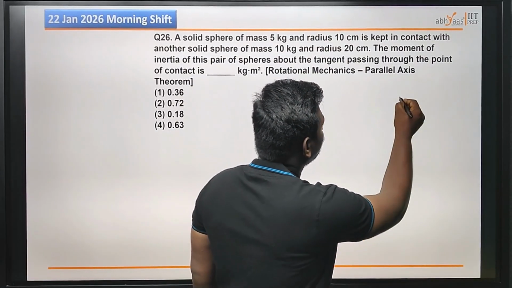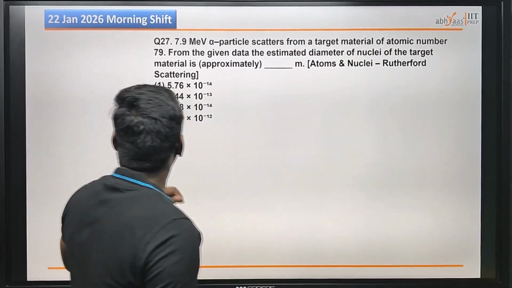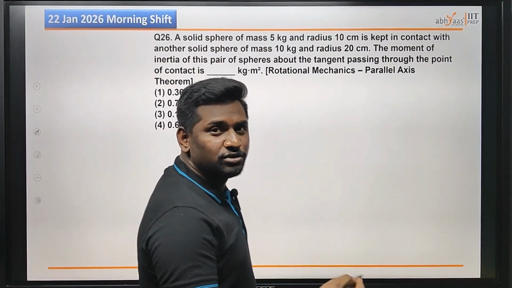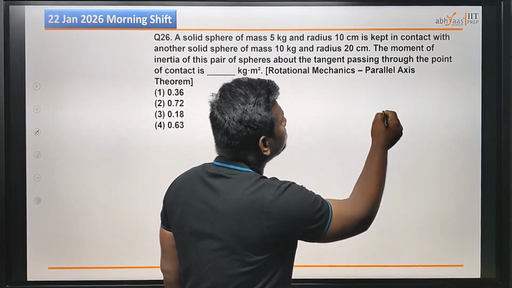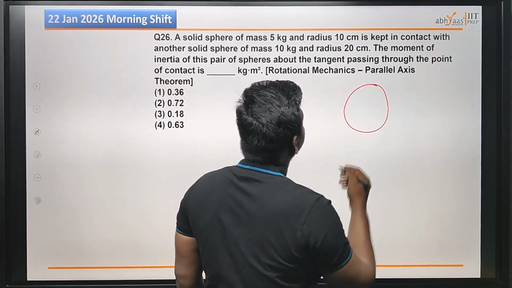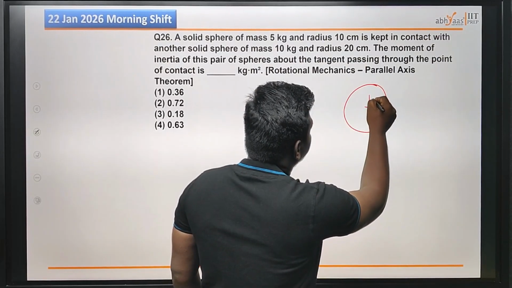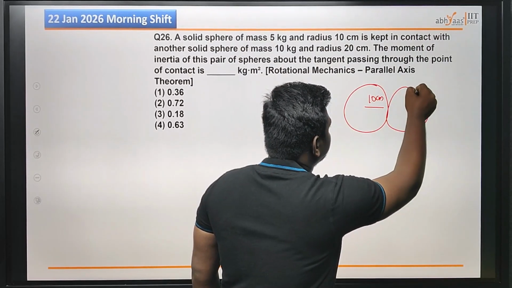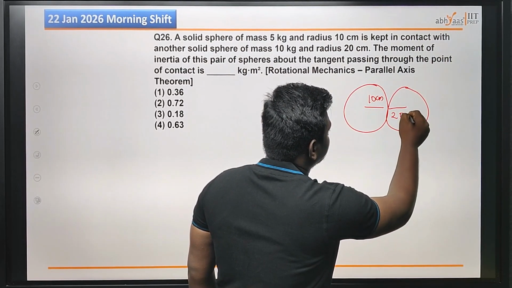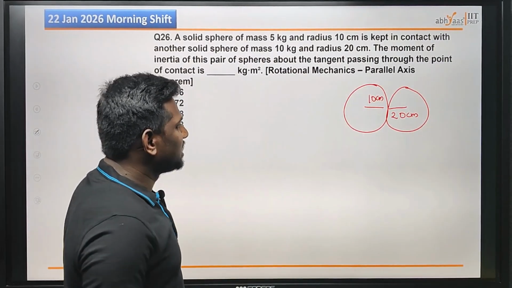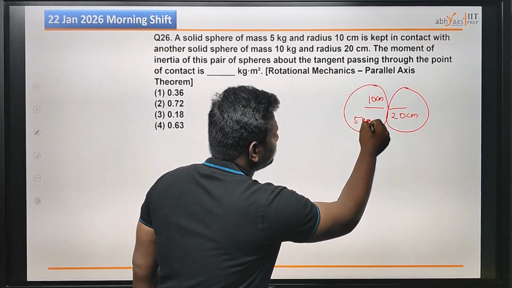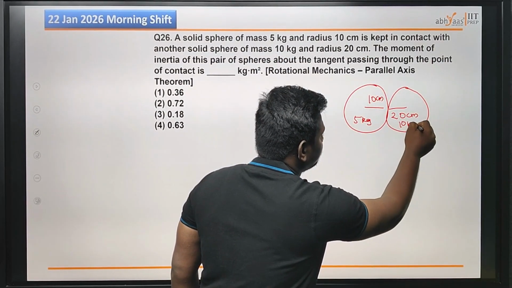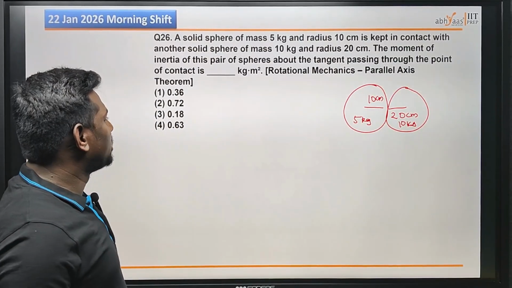So we are having two spheres. Two spheres, one of radius 10 centimeters, and one more sphere with radius 20 centimeters. They have given mass 5 kg, and for the other one mass is 10 kg. What they are asking? They are asking for the moment of inertia.